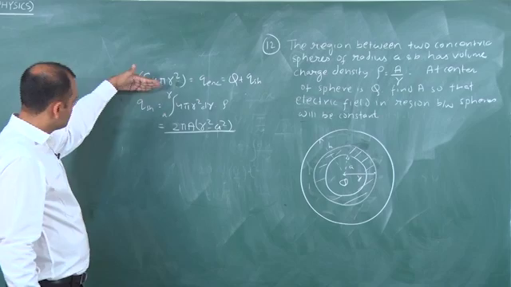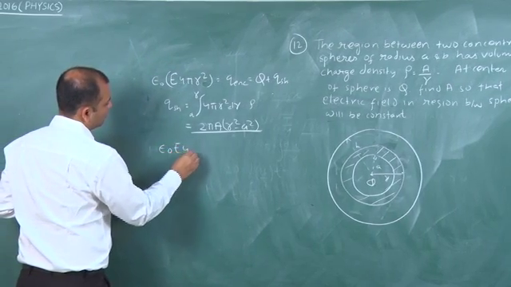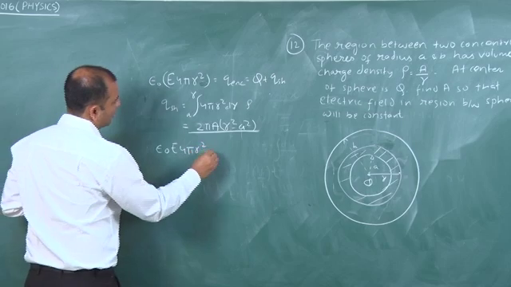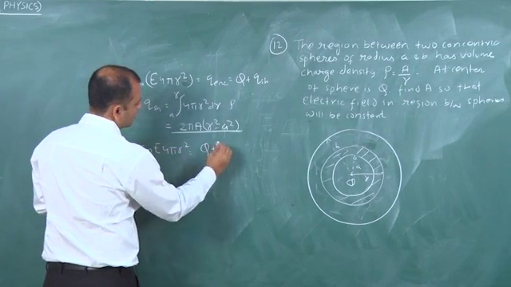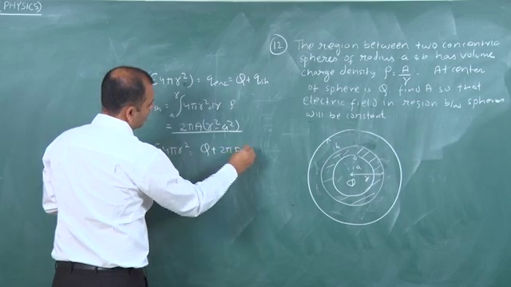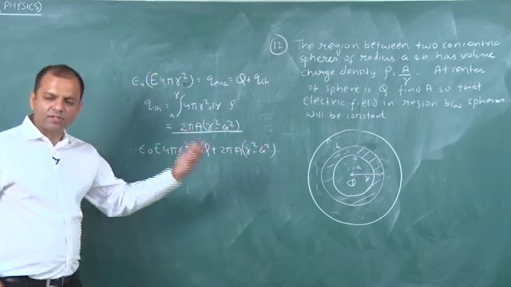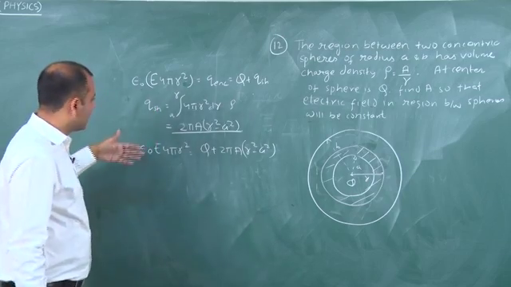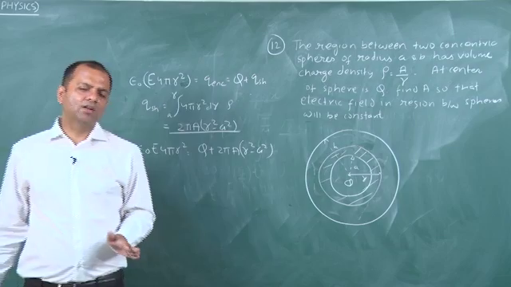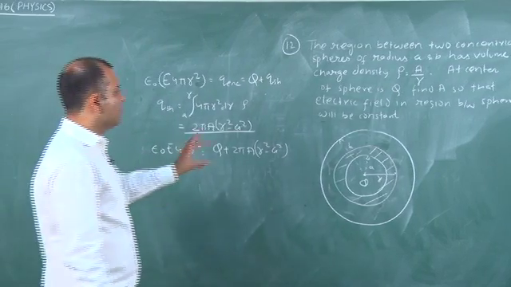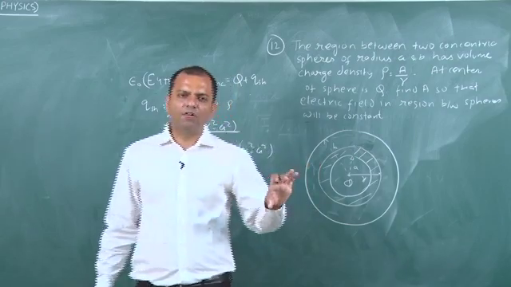If we put this back here, you have epsilon naught into E into 4 pi r square equal to capital Q plus 2 pi a into r square minus a square. Now, as we discussed earlier, what the examiner means by E is constant in the region between the sphere, we will interpret that the magnitude of E is same everywhere. If the magnitude of E is same everywhere, it means that E is independent of r.